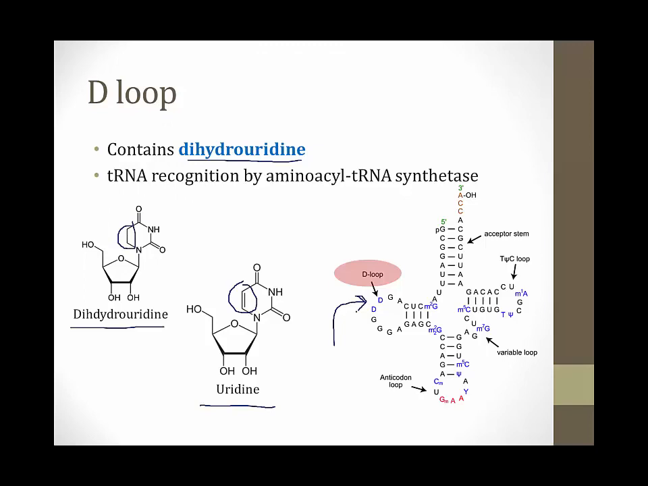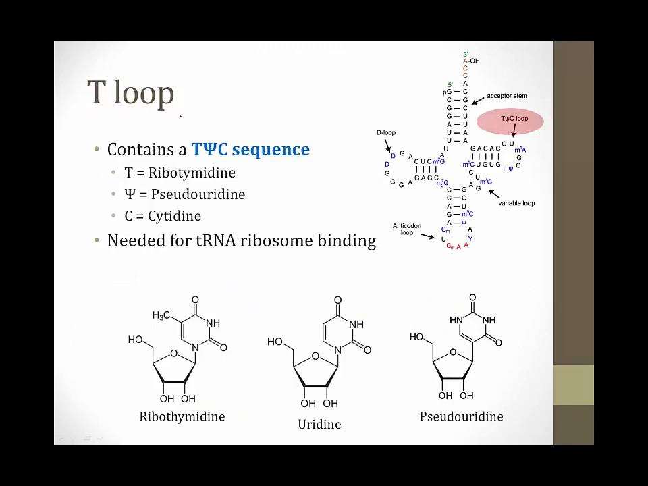And the D loop is important because this is the portion of the tRNA that's recognized by the enzyme aminoacyl tRNA synthetase, and we'll talk later about what this enzyme does. Now let's talk about the T loop. This portion of tRNA gets its name because it contains a sequence of RNA called the T-Cy-C sequence.